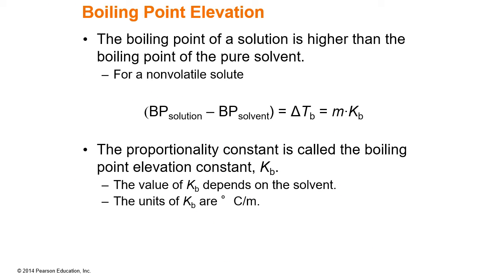Boiling point actually elevates. So we're increasing the boiling point. And so the way that we're calculating our change in temperature reverses because our new boiling point is going to be higher than that of the pure solvent. And the equation looks very similar. Molality times a constant, which in this case is our boiling point elevation constant. It still depends on the type of solvent that we're using, and the units are the same as what we saw for the freezing point depression constant.